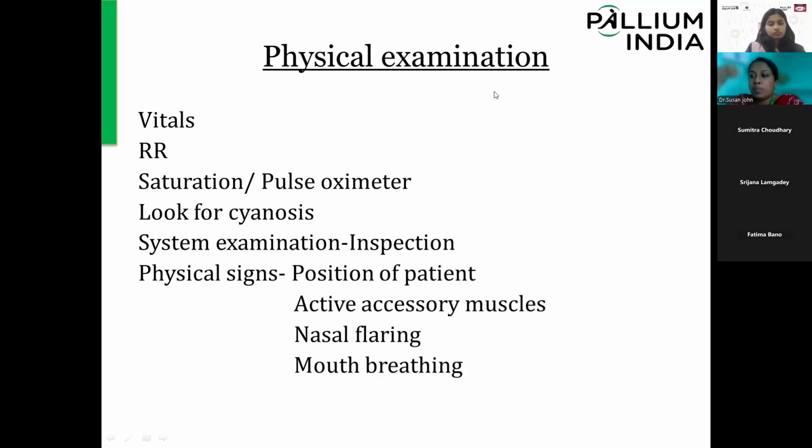Usually, sometimes the patient is more comfortable in a propped up position or leaning forward position, with pursed lip breathing. Is the patient using any active accessory muscles? Is nasal flaring there or not? Is mouth breathing there or not? These are the physical signs you can identify in the patient while they are having active breathlessness.